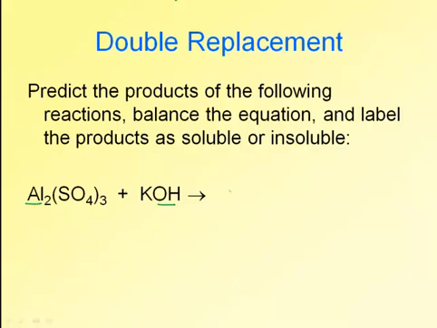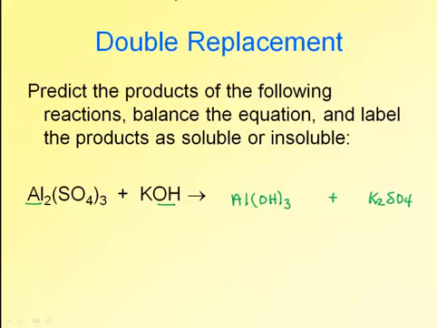So you have to look up Al's charge, and you have to know OH's charge. And you have to crisscross those and write the correct formula. That would be Al(OH)3. For your other product, when you combine +1 potassiums and -2 SO4s, you would get K2SO4.